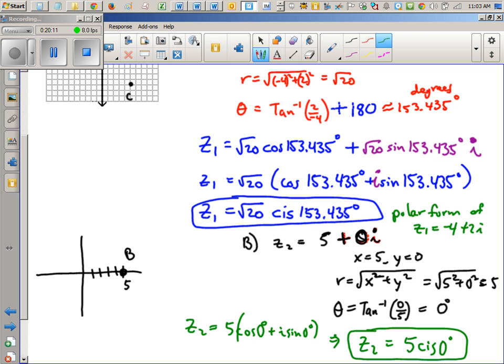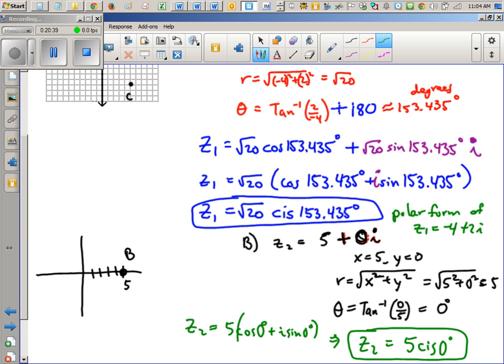Now, cis 0 is not 0. Cis 0 means cosine 0 plus i sine 0, which is actually 1 plus 0. So don't just look at it and say, oh, what's cis 0? I'm going to ask my calculator. There's no cis button on the calculator. If you want to find cis 0, you have to understand it means this, and then you can ask your calculator what cosine and sine are. Okay?